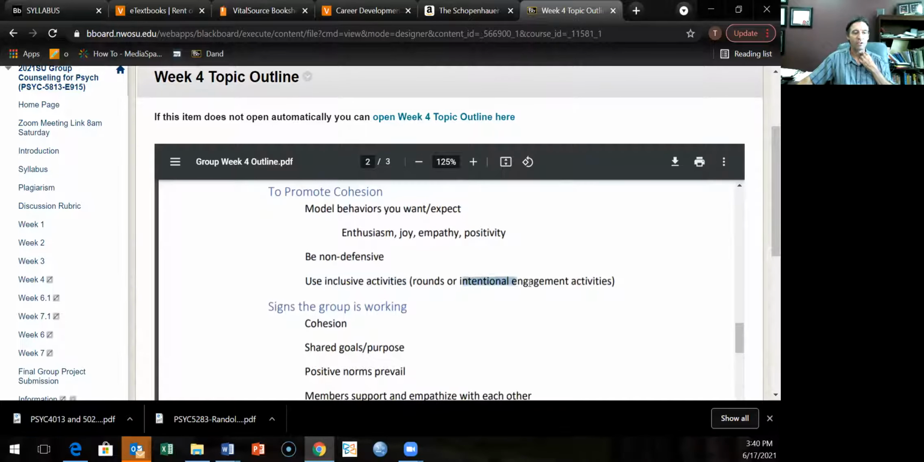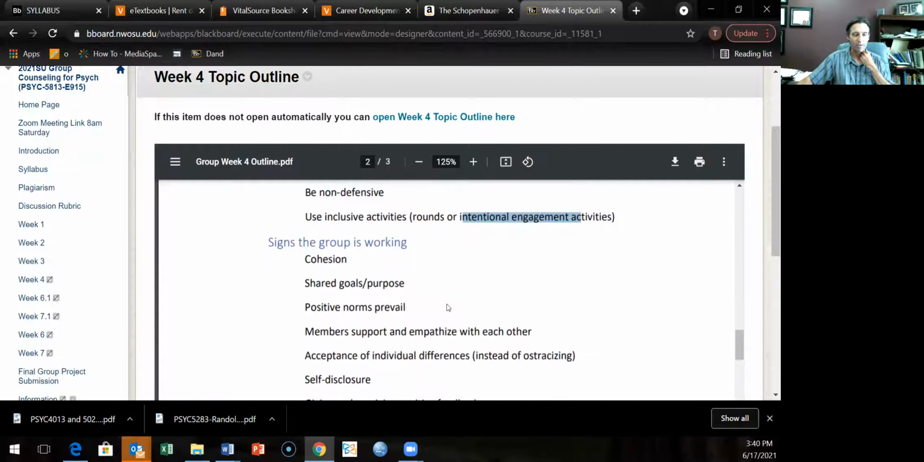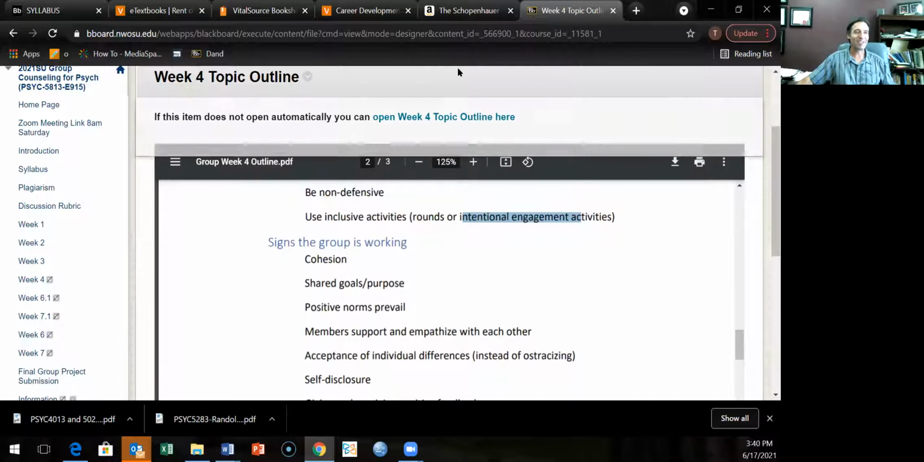So these are intentional engagement activities. Here are some signs that your group is working. You have this cohesion, you have this trust. It starts to work without you. Really, it may feel awkward when you're thinking, I've got to get all these things together. I've got to demonstrate that I know what I'm doing. I've got to link. I've got to have this activity. I've got to use silence. I've got to cut off. I've got to draw out. No.